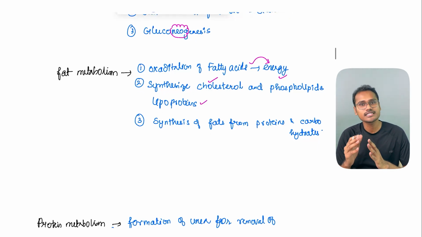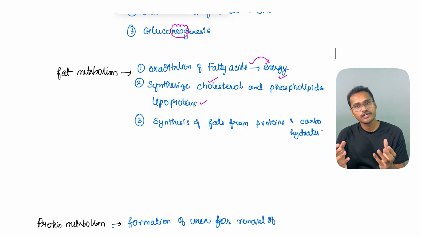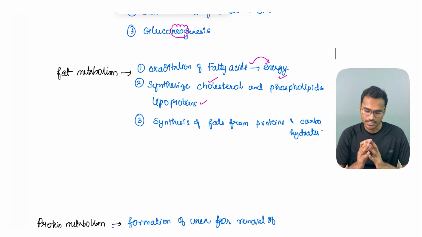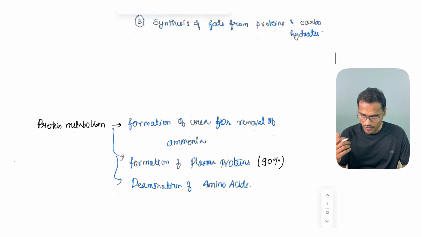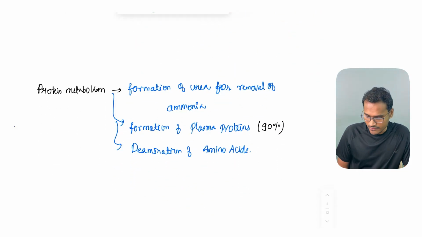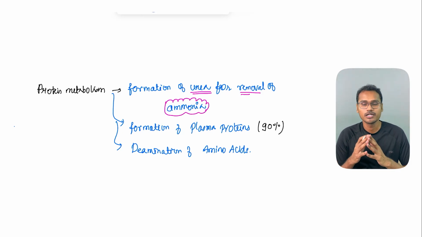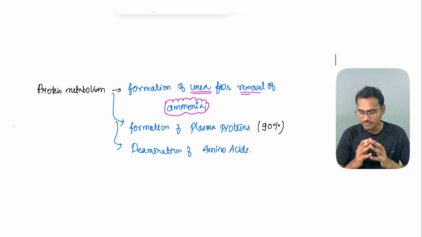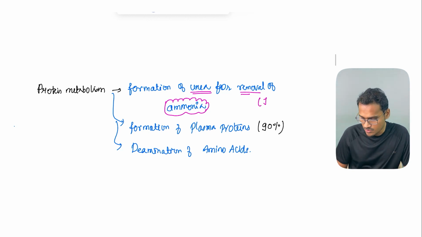And it also can synthesize fats in the presence of food, proteins, and carbohydrates. So in fat metabolism, it can derive the energy from the fatty acids, and it can also reform the fats from the proteins and carbohydrates. Next, coming to protein metabolism, one of the most important functions of the liver is formation of urea for the removal of ammonia. If this ammonia is not removed, it can enter into the central nervous system and damage the brain. So it can lead on to something called hepatic encephalopathy.